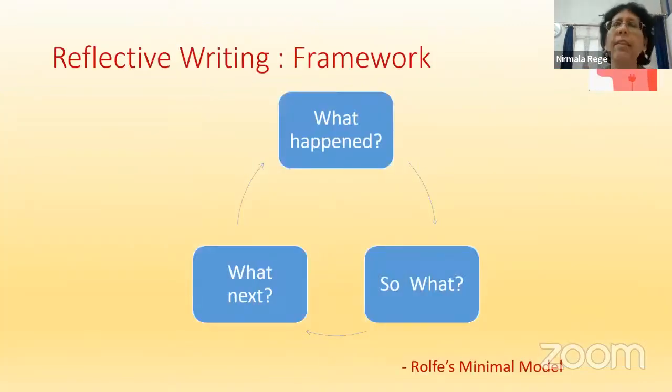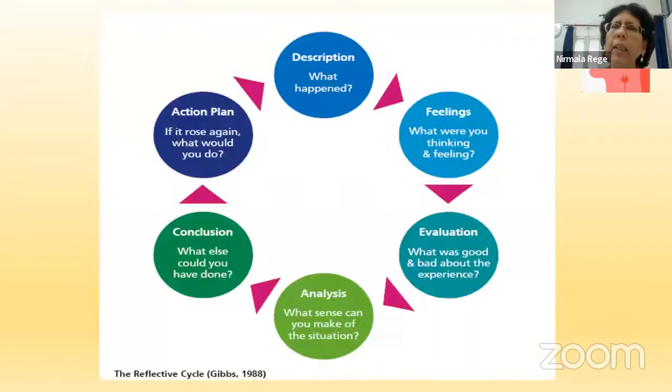And there are various models available. So it is always better to provide them the framework, which Dr. Savita mentioned, the Rolfe's minimal model: what happened, so what, and what next. But there is another model, which is a little more exploratory, the Gibbs model. It asks for the description, then the feelings, what you were thinking and feeling, then the evaluation, what was good and bad about that experience, then asks them to analyze what sense they make from that situation, and then what else could you have done in that situation, and an action plan. Suppose that situation occurs again, what would you do?